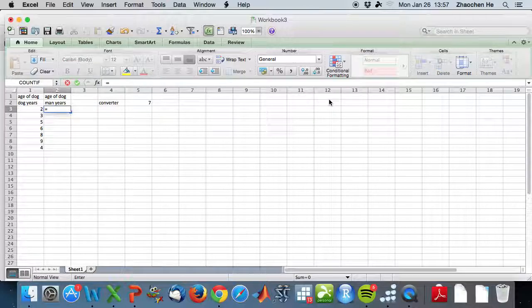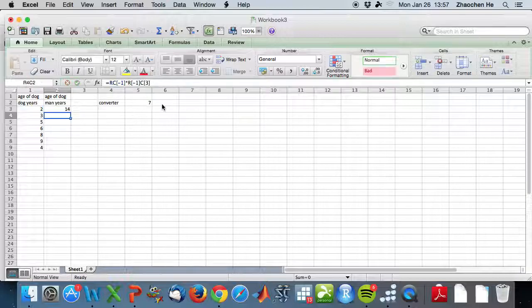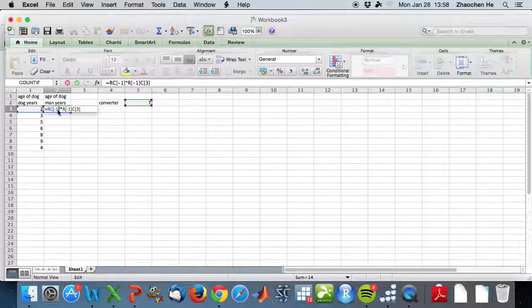Well, I say equals. I select this one. So I take the number of dog years. I just click it. I can also use the keyboard using the arrow keys, but let's just say I click it. And then I want to multiply by the converter. And so a dog that's 2 is basically 14 years old. They're in their adolescence, okay?